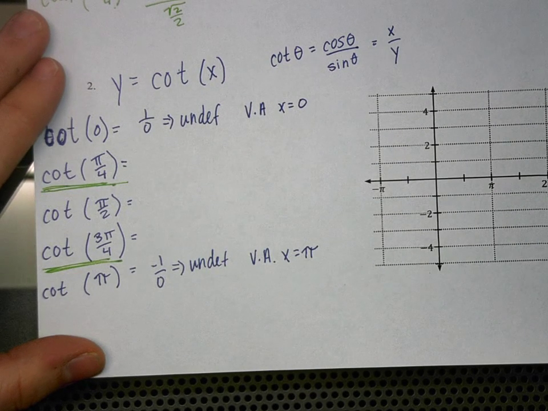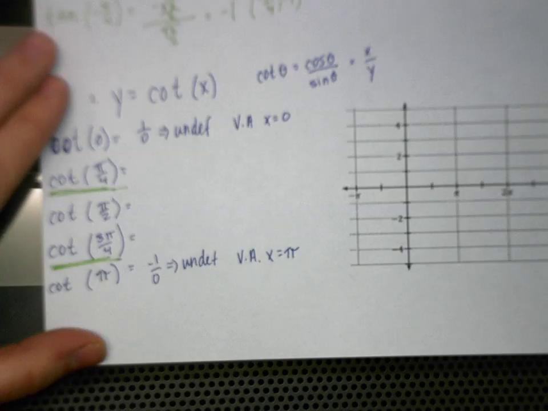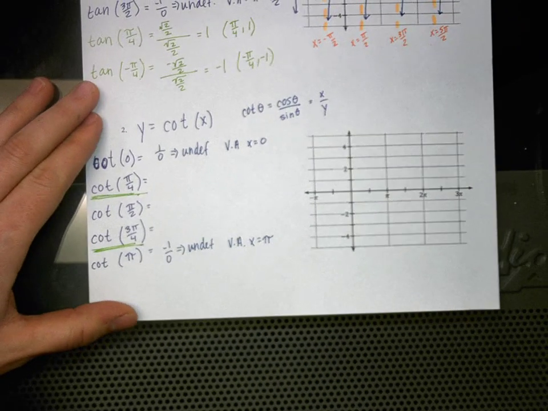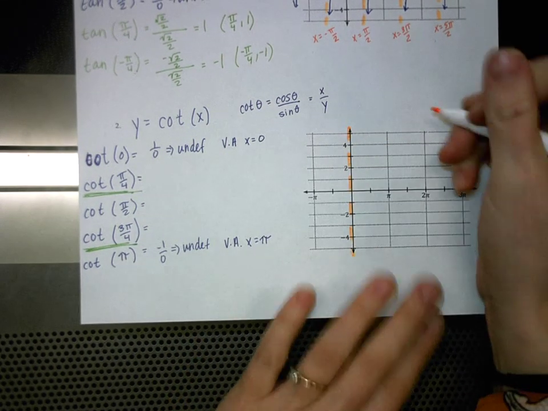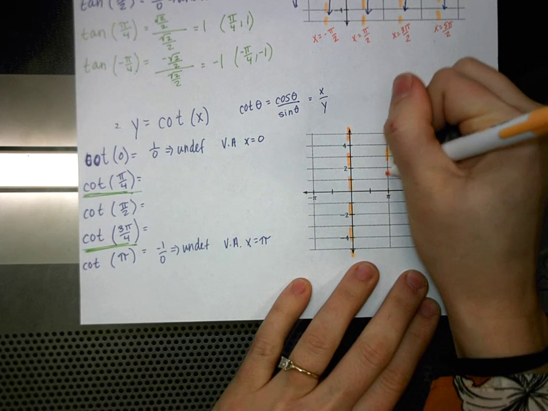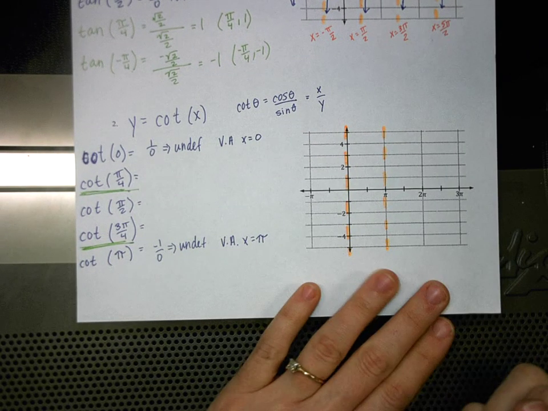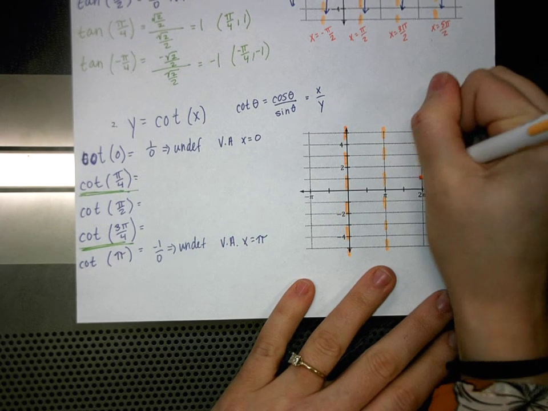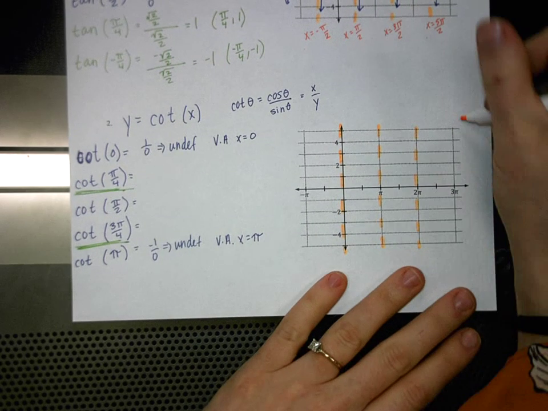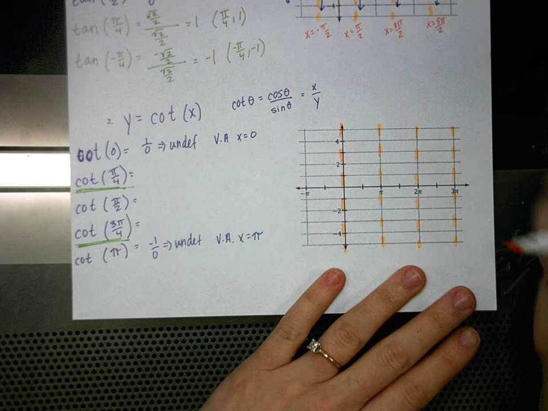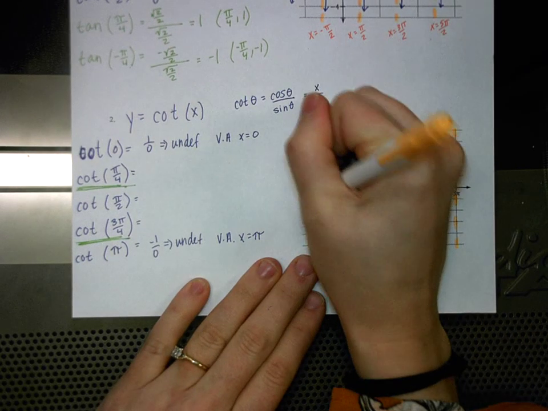All right, so let's graph those vertical asymptotes. Which means there would also be one at 2 pi if there's one at 0, and 3 pi if there's one at pi, and negative pi.